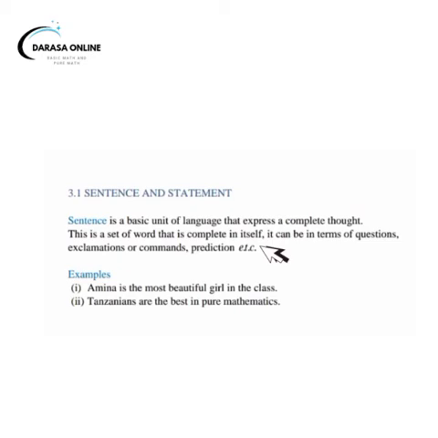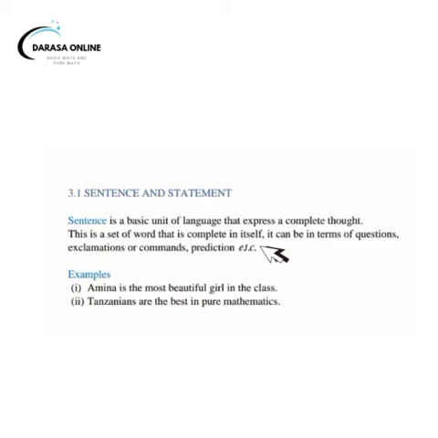Now, what is a sentence? A sentence is a basic unit of language that expresses a complete thought. This is a set of words that are complete in itself, which means when these words are addressed, they give a complete thought of what is being said.